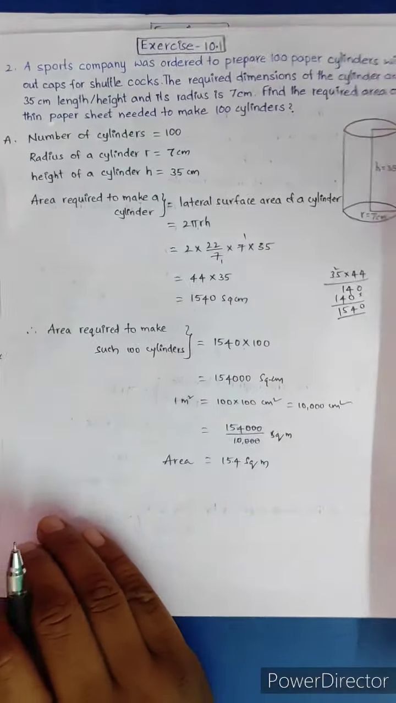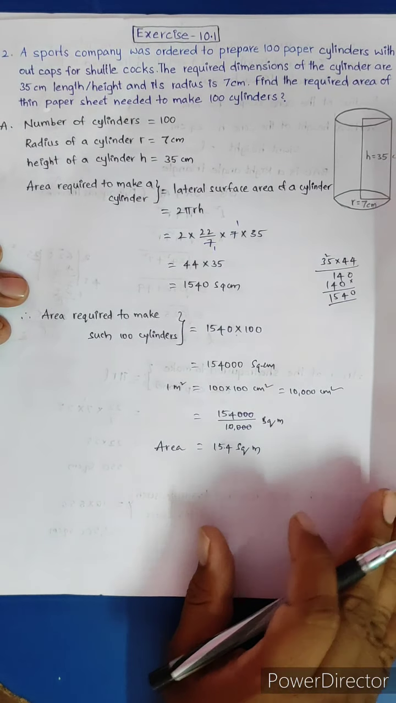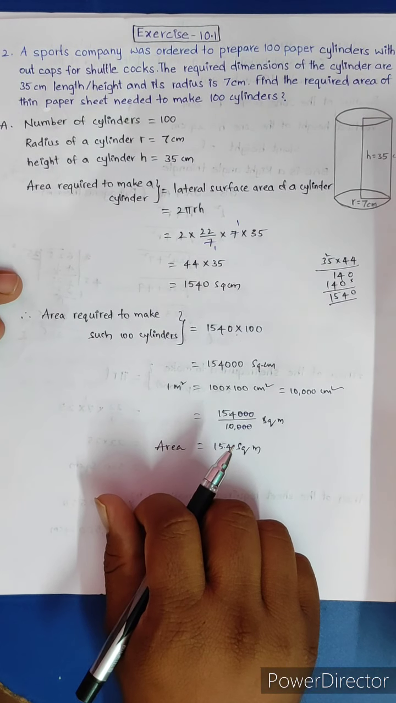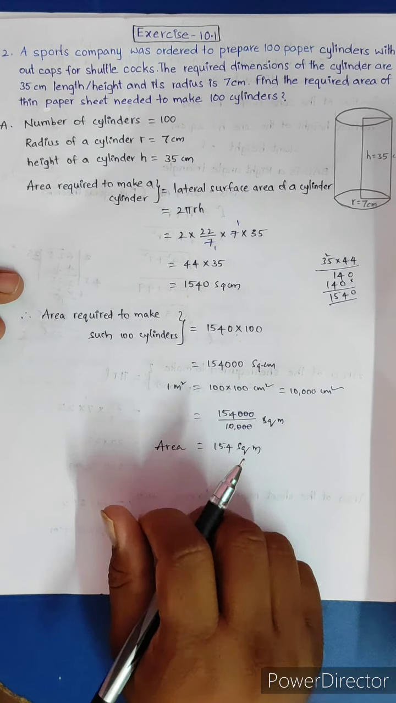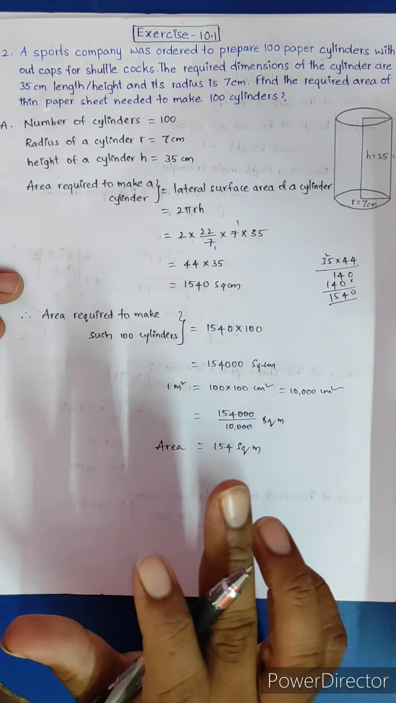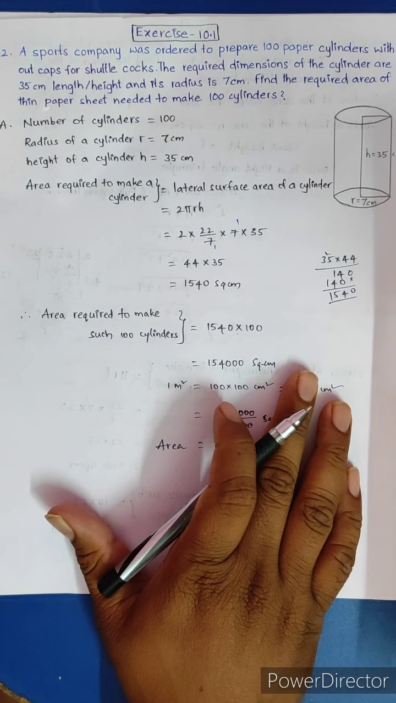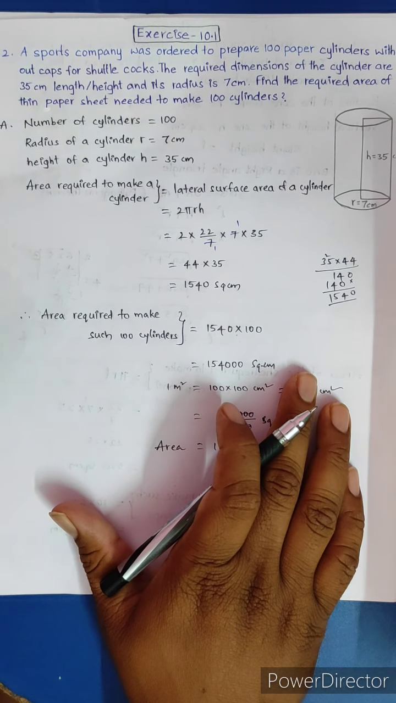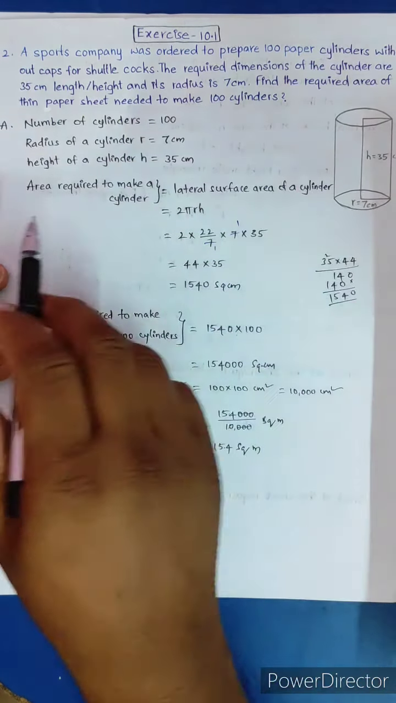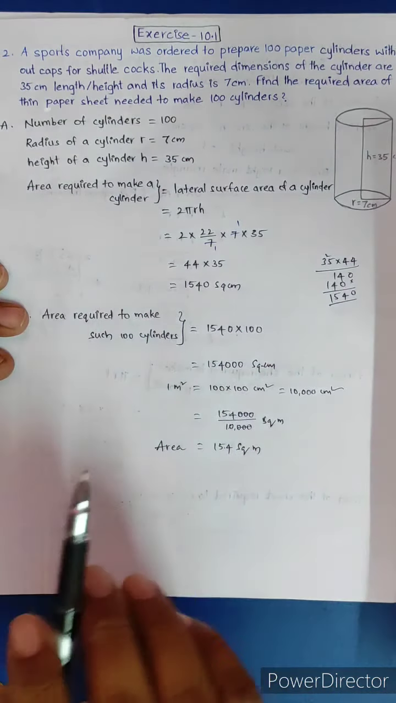First one completed. Now the second one. A sports company was ordered to prepare 100 paper cylinders without caps for shuttlecocks. The required dimensions of the cylinder are 35 centimeter length or height and its radius is 7 centimeter. Find the required area of thin paper sheet needed to make such 100 cylinders.